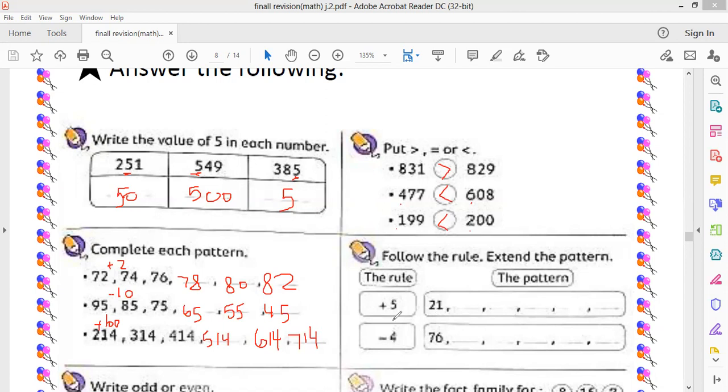We follow the rule here. Plus 5, 21, plus 5, 26, plus 5, 31, plus 5, 36, plus 5, 41, plus 5, 46. 76 minus 4, 72, minus 4, 68, minus 4, 64, minus 4, 60, minus 4, 56. Okay.